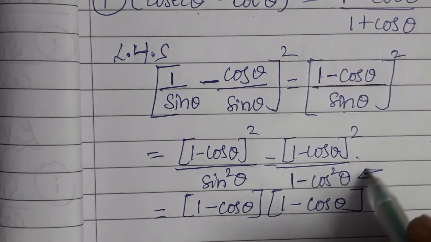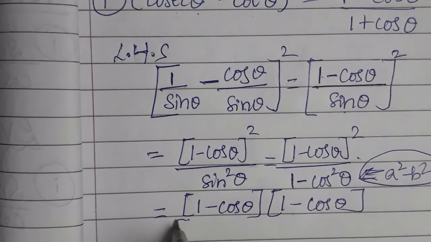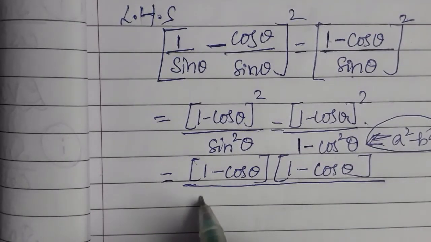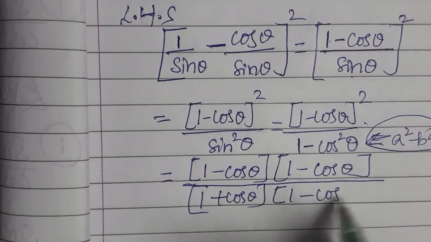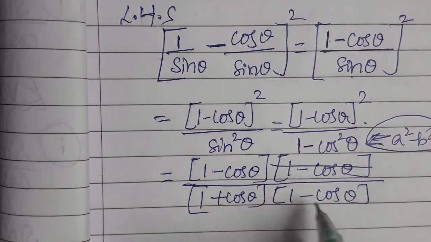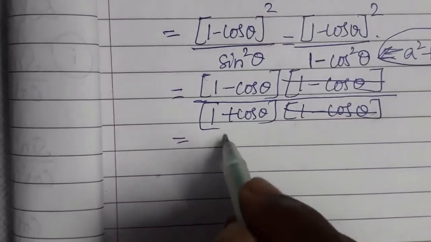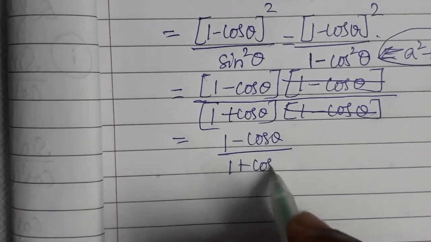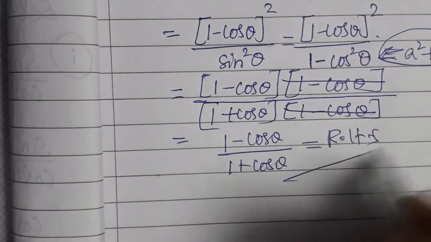Now you can notice this is in the form of a² minus b². So definitely I can expand it as (a plus b) into (a minus b): (1 plus cos theta) into (1 minus cos theta). So 1 minus cos theta, 1 minus cos theta is cancelled. So now you can notice (1 minus cos theta) by (1 plus cos theta). This is nothing but equal to RHS.